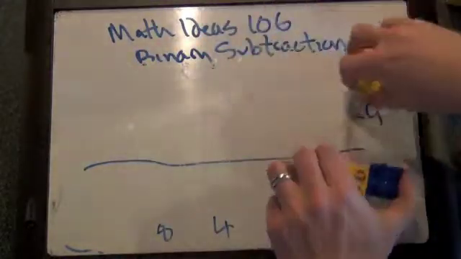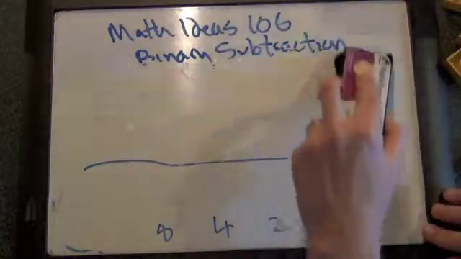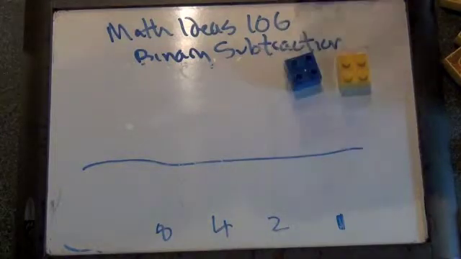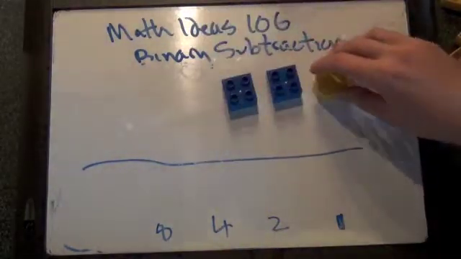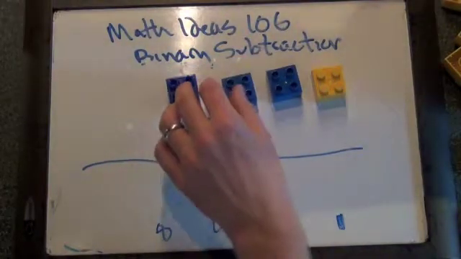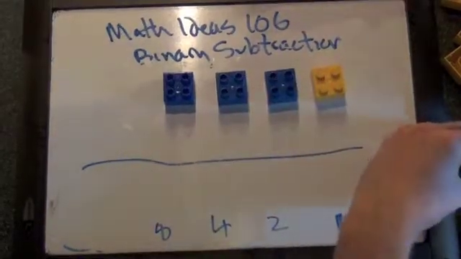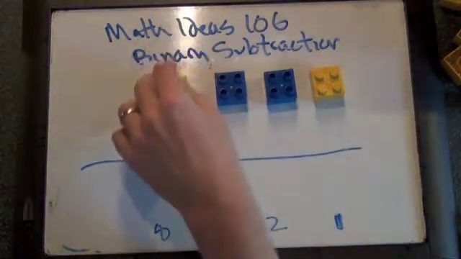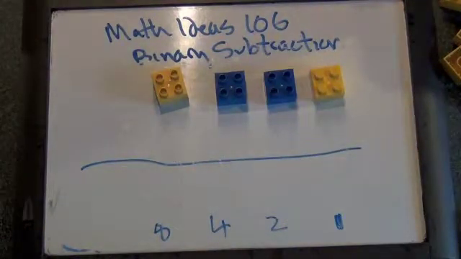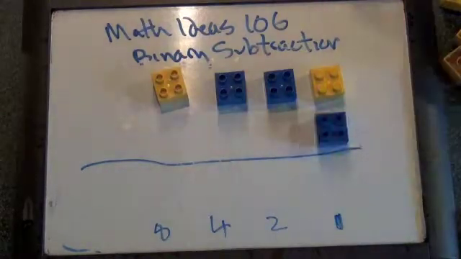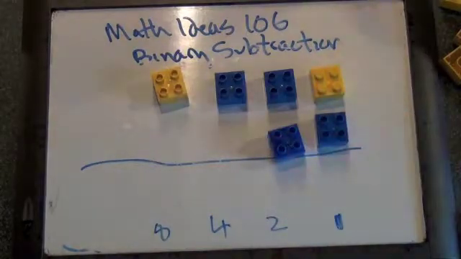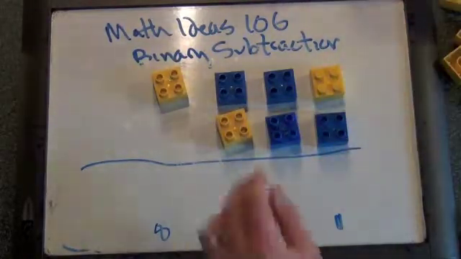Okay. Let's see. 1, 0, 0, 0, minus. Let's minus. Let's put a 1 there. Okay. Minus, and let's do a 3-digit number. 1, 0, 1. Okay, awesome. This will be fun.